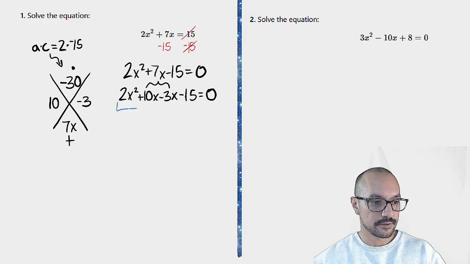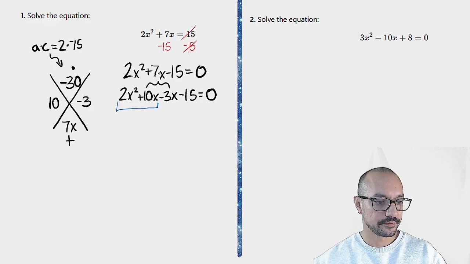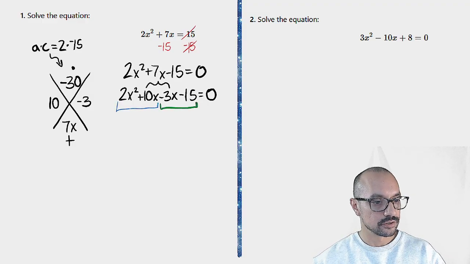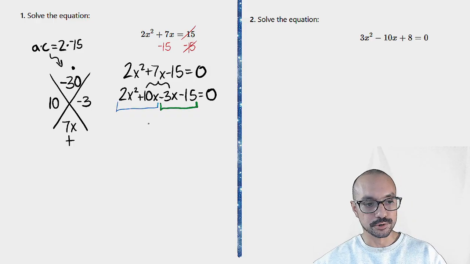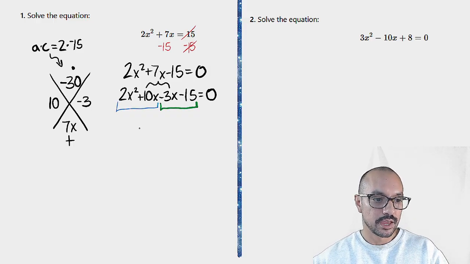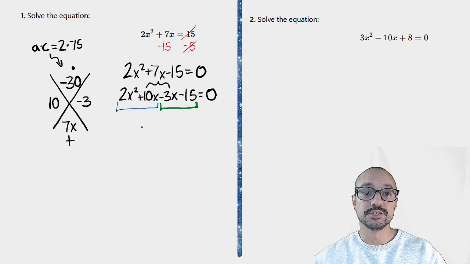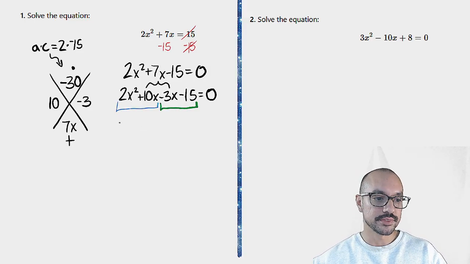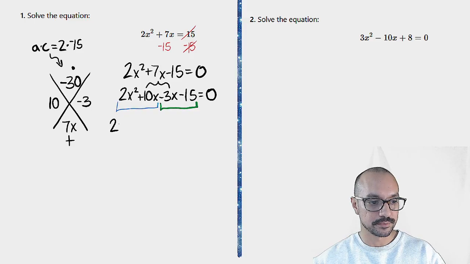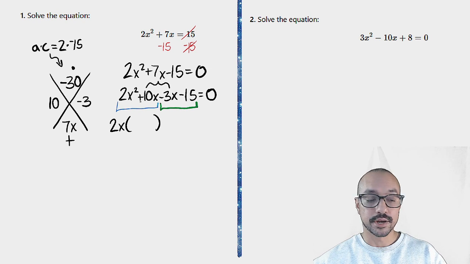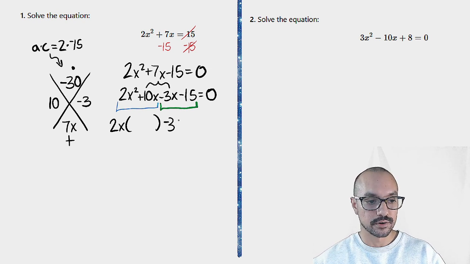So let's start our factoring by grouping step. So I've created 2 groups here. I've created the blue group and the green group. And what I want to do now is take the GCF out of each group. So from my blue group, I can see that they have a 2x in common. I'm going to go ahead and factor out 2x. And from my green group, I can see that they have a minus 3 in common. So I'll go ahead and factor that out.